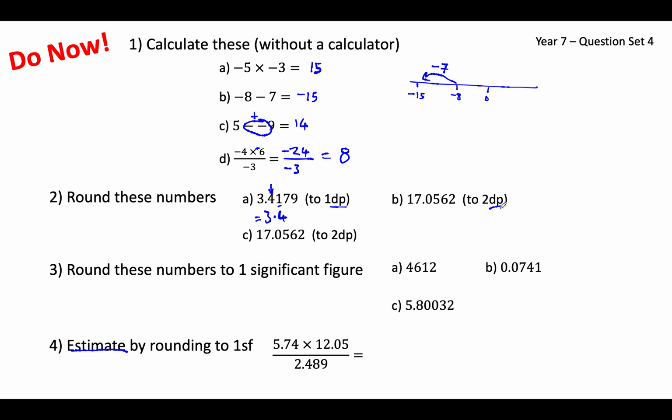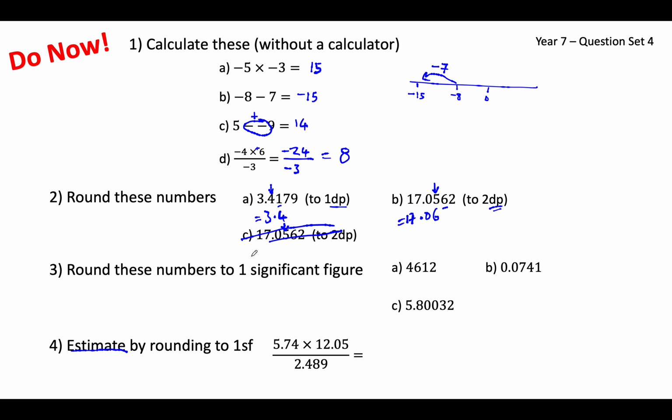B, 2 dp, 2 decimal places. So the 0 is the first one, the 5 is the second one. Check the next number across. It is 5 or above, so I round up my 5 to the next number, a 6. So it is 17.06 to 2 decimal places, because the 6 means my 5 rounds up. And then this one, 2 decimal places again. Oh, that's the same question, so let's just put that straight through. That's a shame, isn't it?